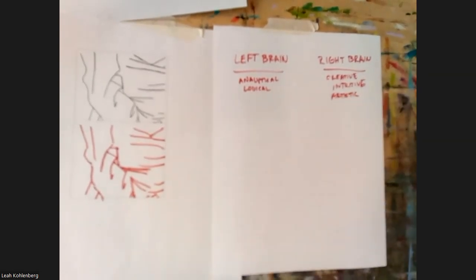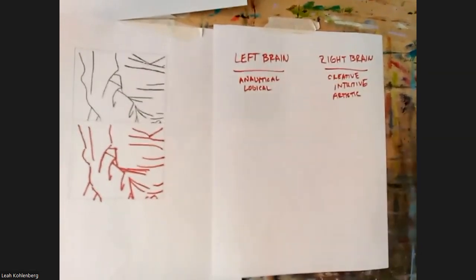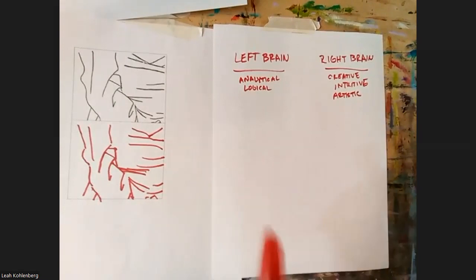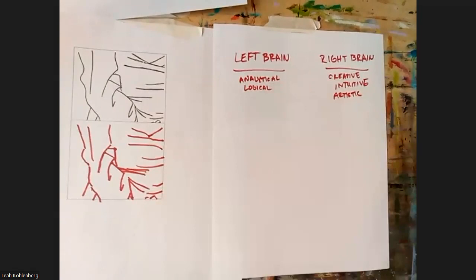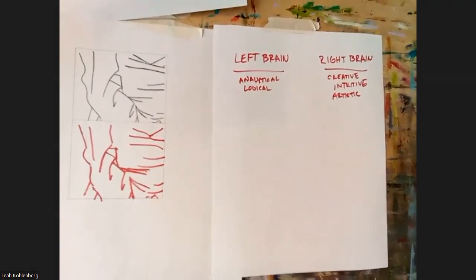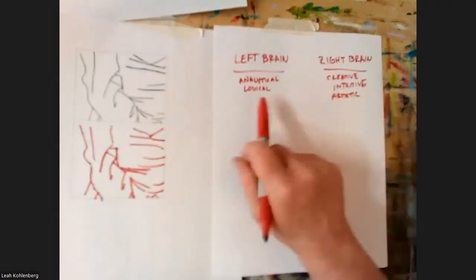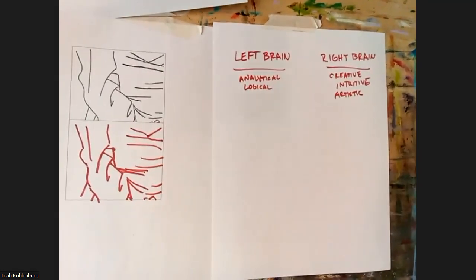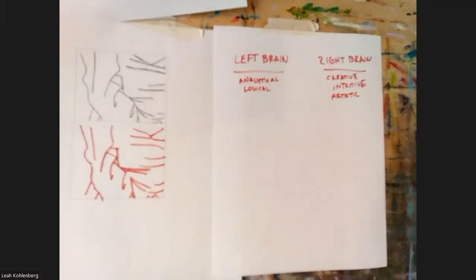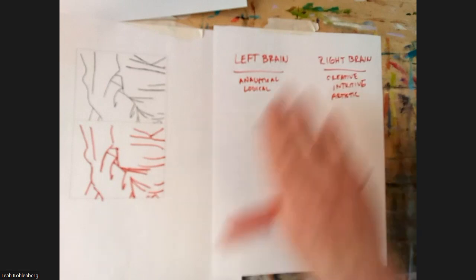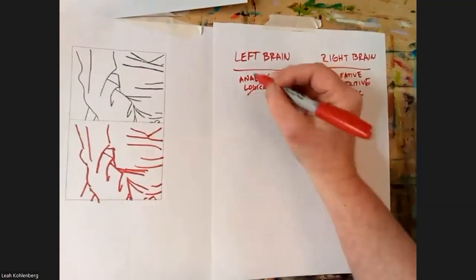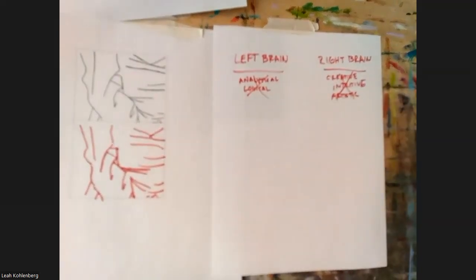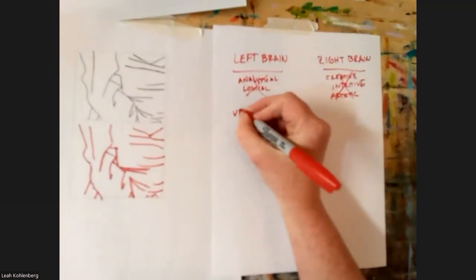If you guys are words people, you can already see there's a little bit of a problem here, right? And part of that problem is that we assume that there's nothing creative about being analytical, or that intuition is not related to logic, right? So a better way of thinking about left brain or right brain, let's cross out these ideas. I like to think of the left brain as verbal conceptual.